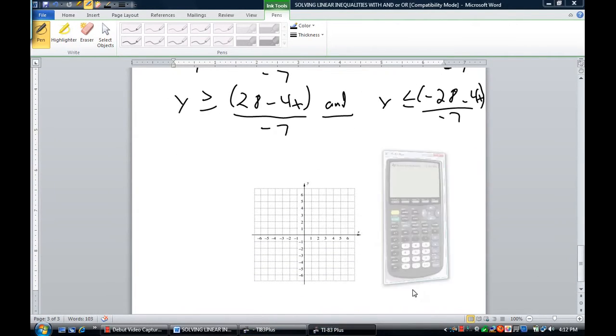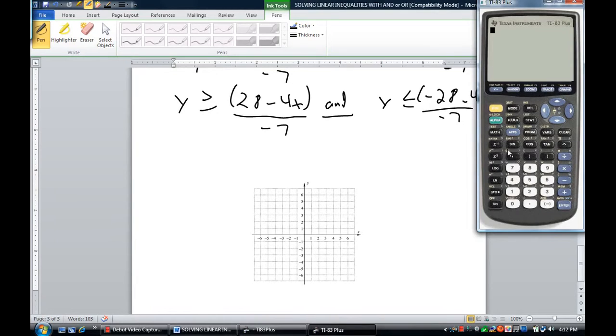So we're going to take out our calculator, and we're going to type these in. In fact, I'm going to type in both of these at the same time. So let's type in 28 minus 4x inside parentheses, divided by negative 7. I'm going to go ahead and change that to a greater than. I'm going to go ahead and change this one to a less than.